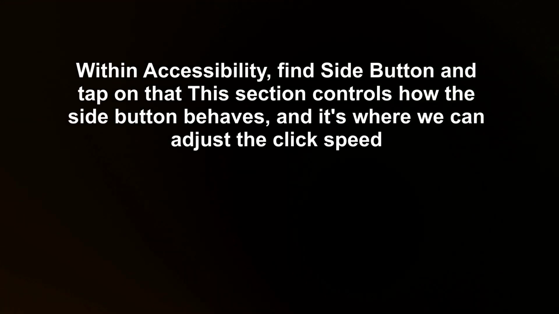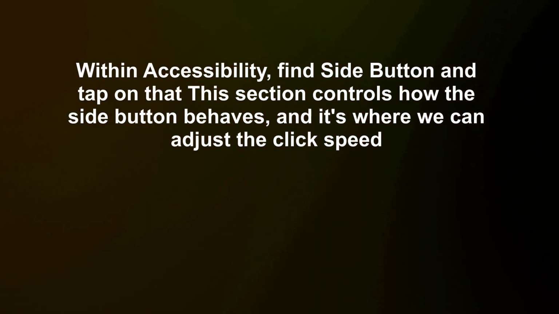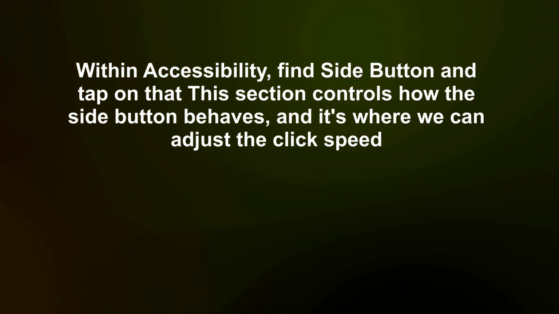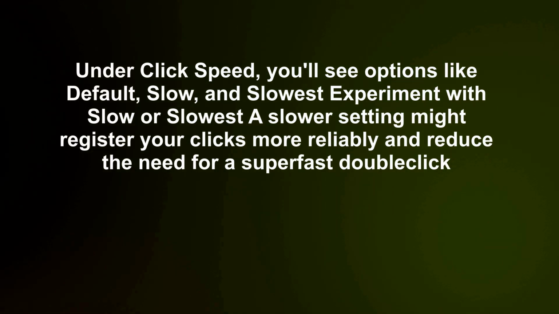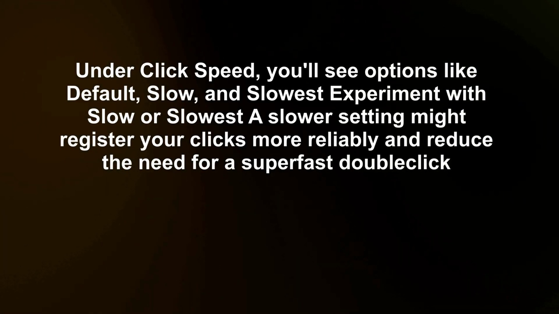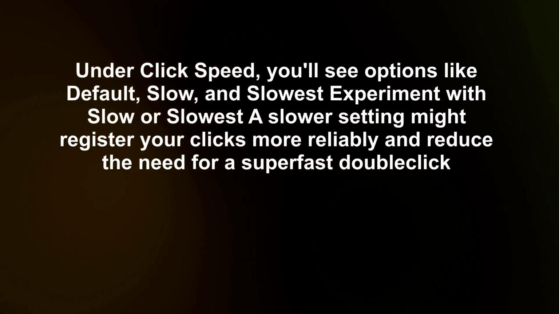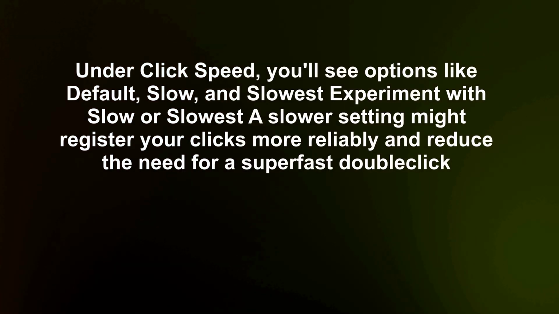Within Accessibility, find Side button and tap on that. This section controls how the side button behaves, and it's where we can adjust the click speed. Under click speed, you'll see options like default, slow, and slowest. Experiment with slow or slowest. A slower setting might register your clicks more reliably and reduce the need for a superfast double click.